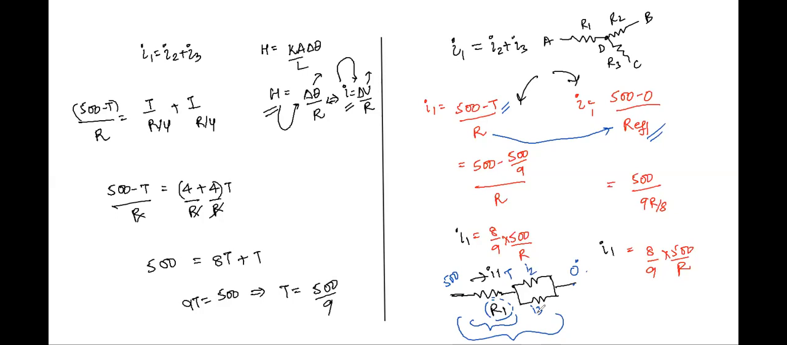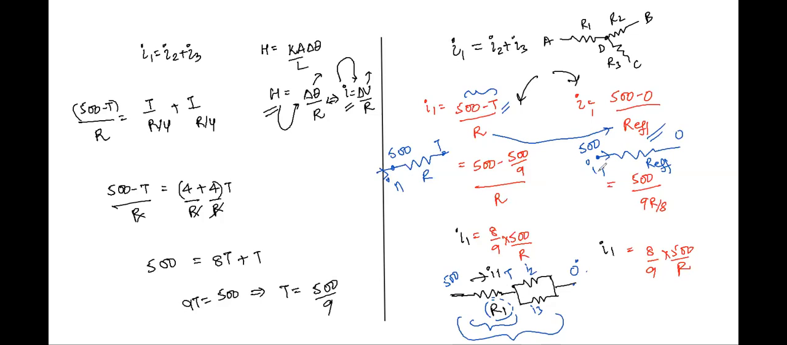What did I do? In order to find I1, I can have two expressions. One is the temperature difference between the two ends of the resistor R, that is 500 and T, the difference between the two upon R. The second way is that I1 is equal to the total current flowing between the ends 500 and 0, and in between there is R effective. So there are two ways of writing the same value of I. Is everybody clear with the approach? In case yes, please raise your hand.